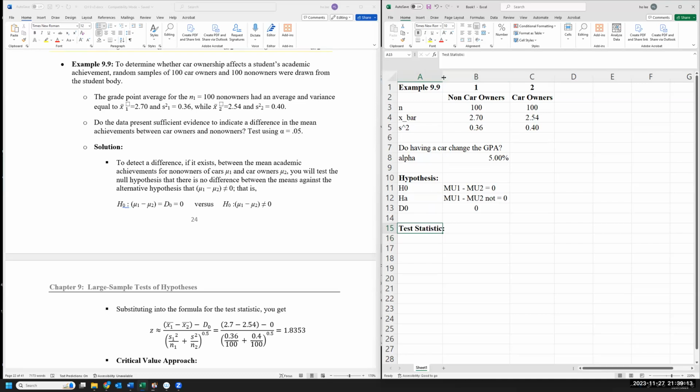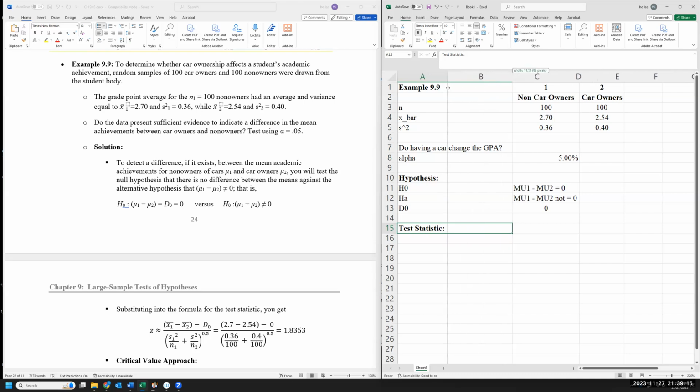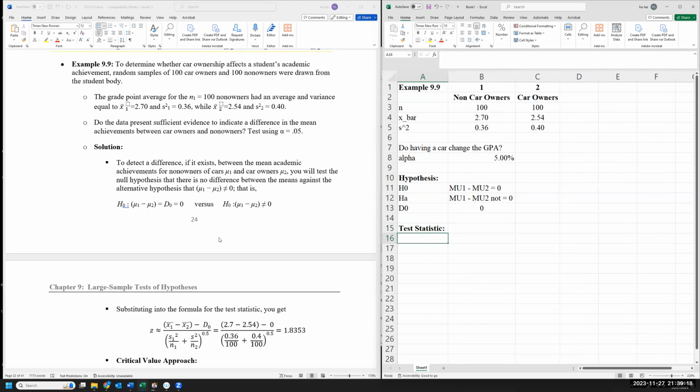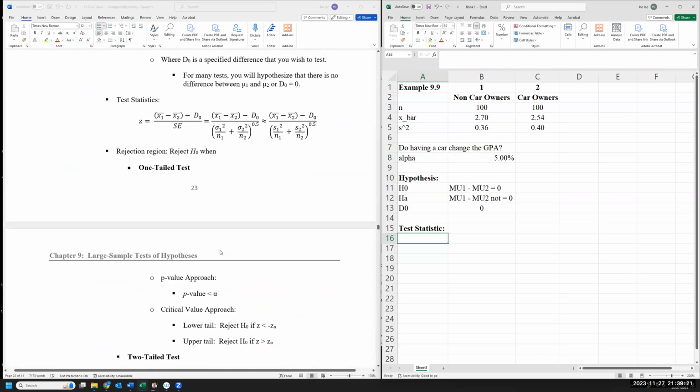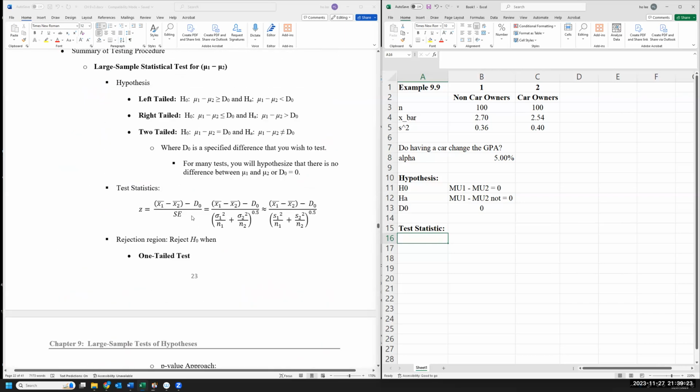And when we create the test statistic, we need to calculate the standard error. If we go up here, this is the test statistic, so we need the standard error, and the standard error is right here. It's the variance from population 1 divided by the sample size from population 1, plus the variance of population 2 divided by the sample size of population 2. And we're going to use the sample variances because we don't know the population variances.